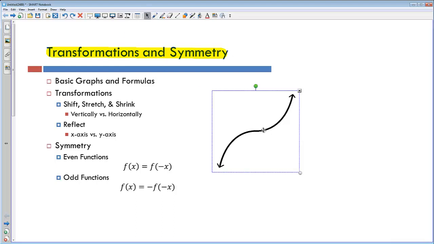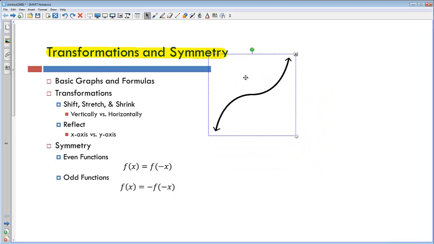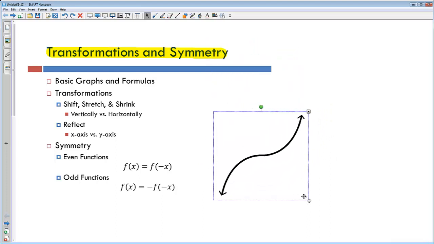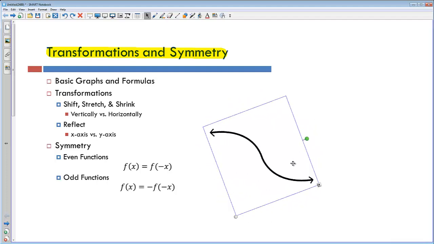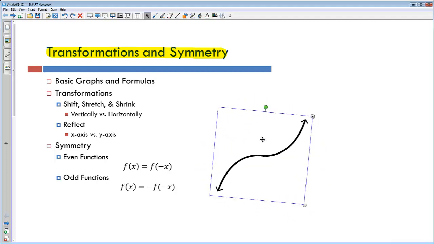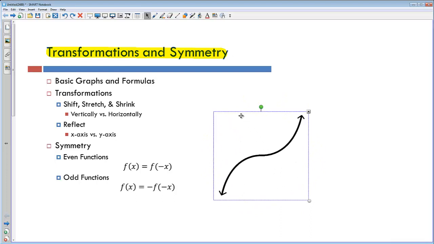Here's a graph. You can transform this graph in a number of ways. You could move it to the right, you could move it to the left, you can move it up, you can move it down. You can make it smaller, you can make it bigger, you can even spin it. These are all examples of transformations of this graph. We'll talk about some simple transformations today: horizontal and vertical shifts, stretches and shrinks, and then some reflections.